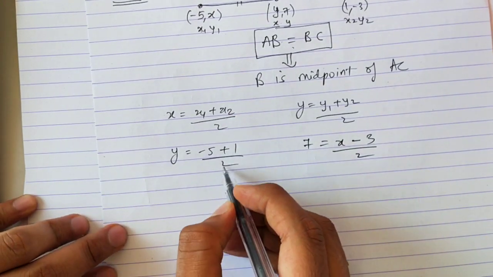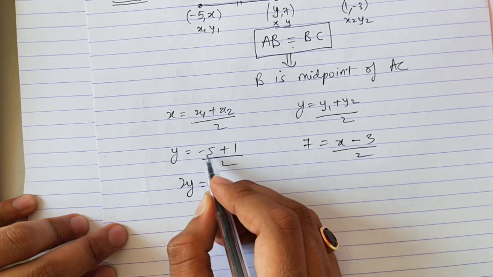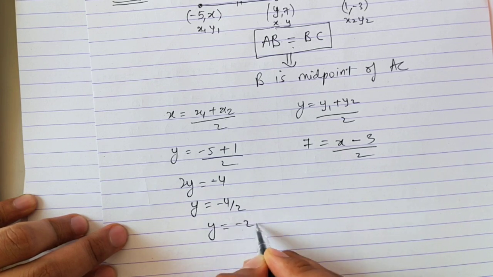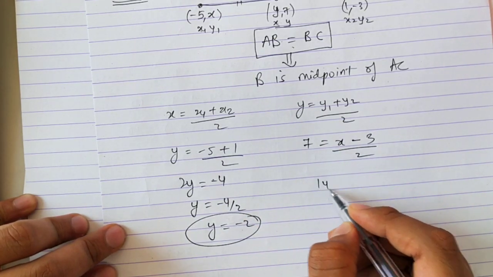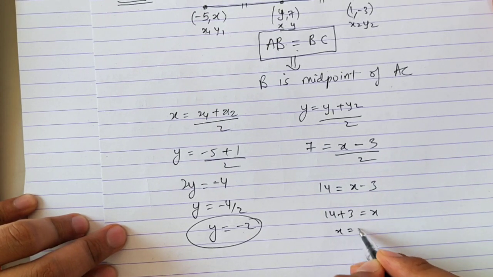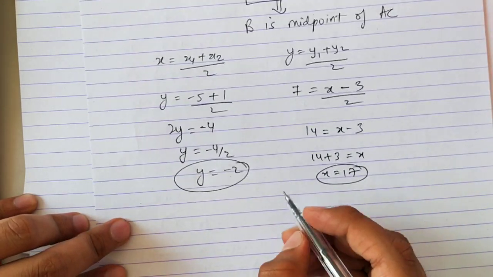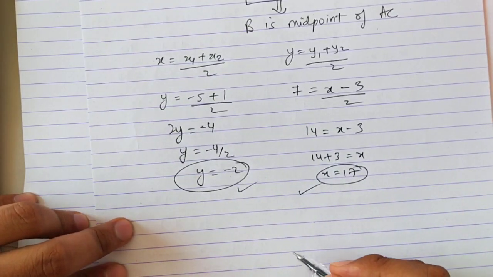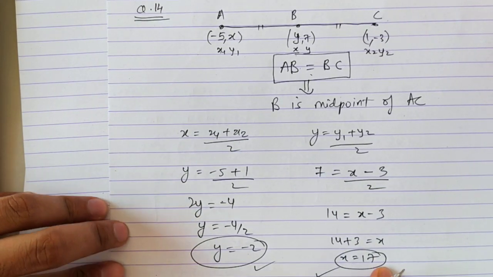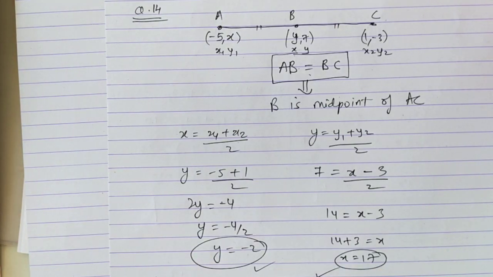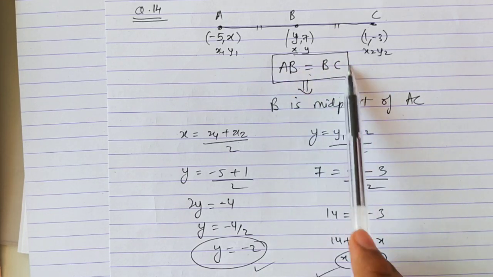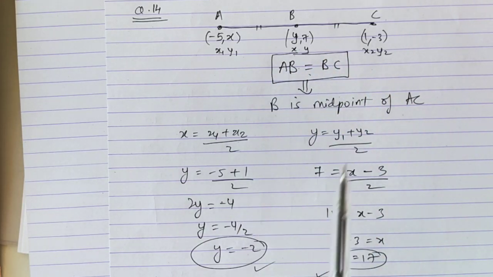So 2y is equals to minus 5 plus 1 is minus 4. So y is equals to minus 4 upon 2, that is minus 2. And here 7 2s are 14. 3 will come here. So x is equals to 17. So my answer for x and y are minus 2 and 17. A very small sum compared to the previous one and a straightforward sum. Okay. Only the new part in this sum was they did not give you directly that B is the midpoint of AC. They gave it indirectly in this manner, that AB is equals to BC. Okay.